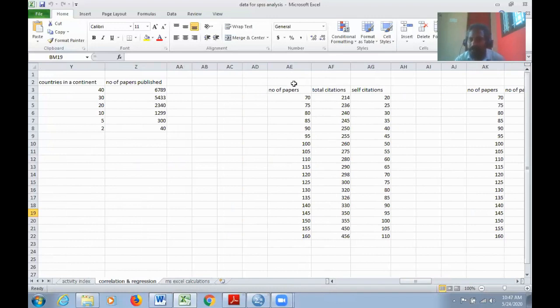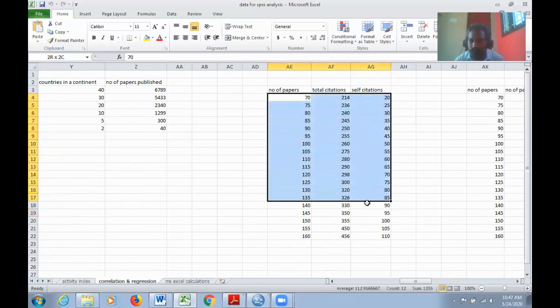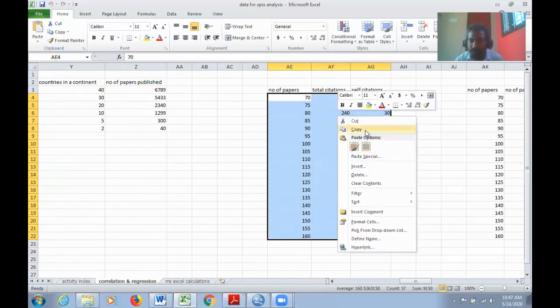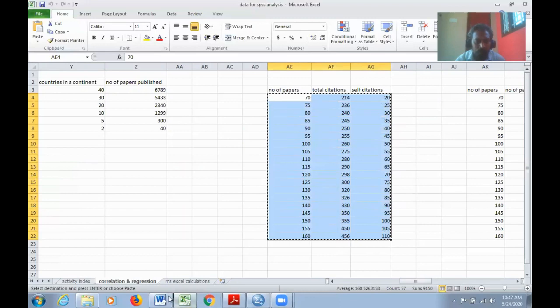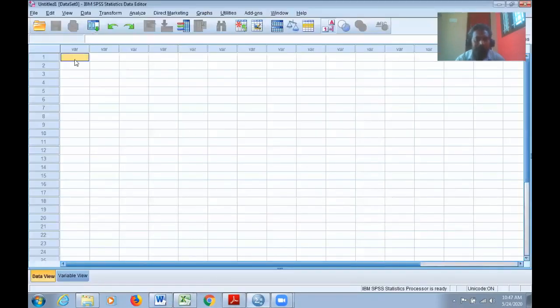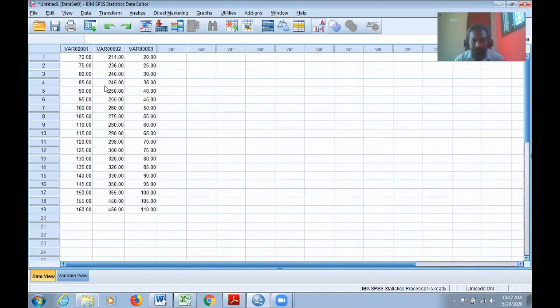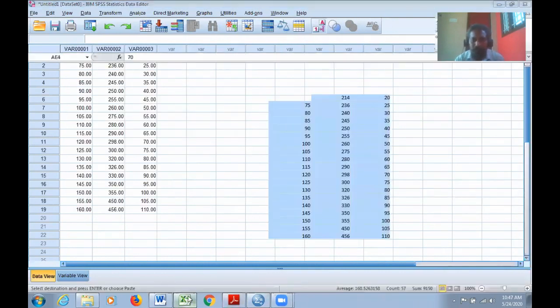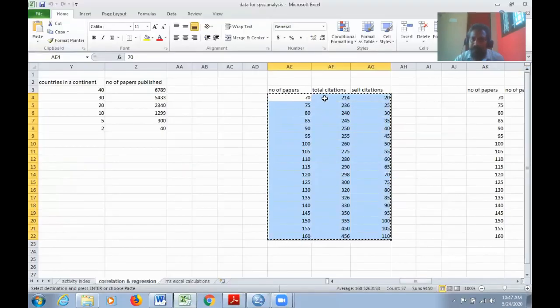So let me take this particular data. I've got three sets of data. First is number of papers published by authors over a period of time, total citations received by those papers, and number of self-citations. So let me copy this data and let me go to SPSS. I just paste it. I think it's pasted. So remember, first is number of papers, then total citations, then self-citations.